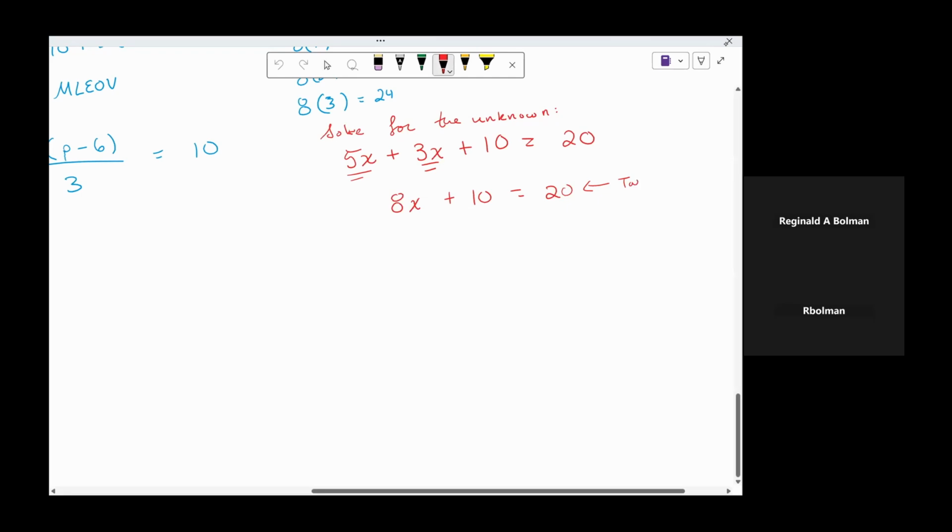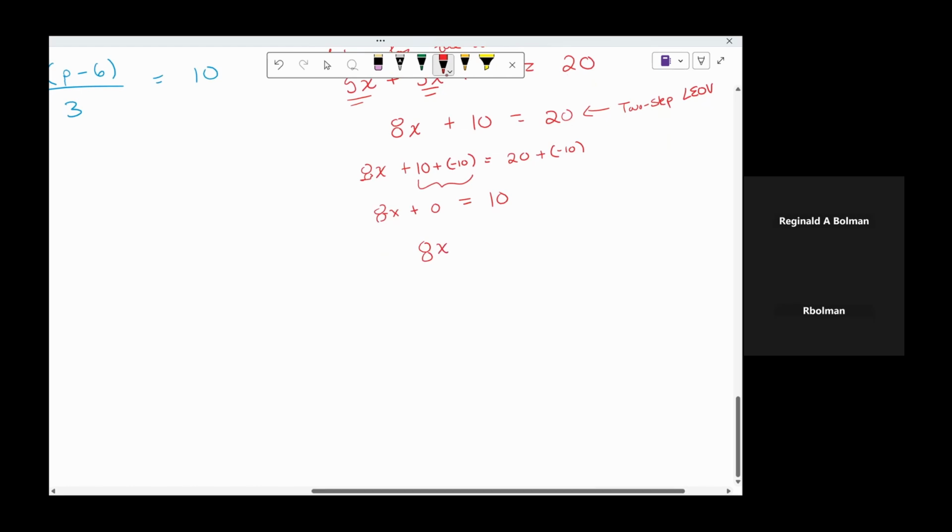So we have a two-step LEOV. At this point in time, you can take 8x, and what we'll do is we'll add a negative 10 to both sides. We're using our additive inverse law. 10 plus a negative 10 gives you a 0. And you'll have just 8x plus 0 is equal to 20 minus 10, or 20 plus a negative 10, which should give you 10. 8x plus 0 is just 8x. So we'll have 8x is equal to 10, and you can use your multiplicative inverse.